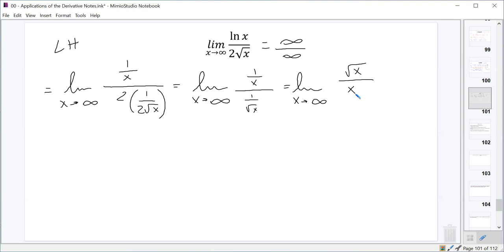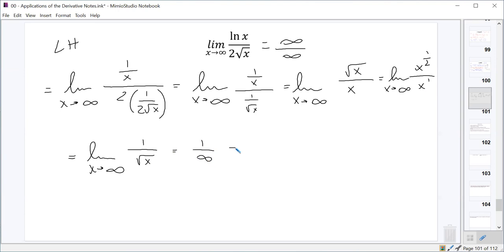And here, it seems like root x over x can be simplified further. We know that root x is x to the 1/2, and x is just x to the first. So if we subtract the exponent, that's x to the negative 1/2, or just 1 over root x. So this is now a limit as x approaches infinity of 1 over root x. Well, the square root of infinity is infinity. This is 1 over infinity, which is approaching 0.